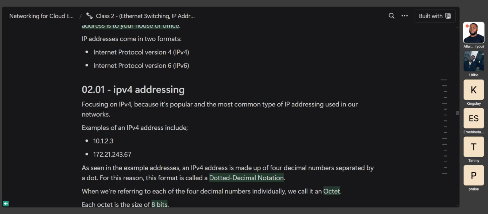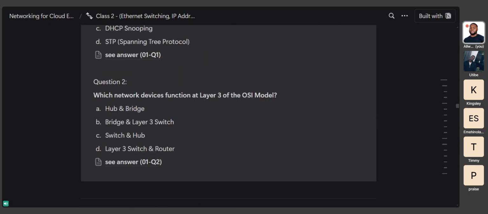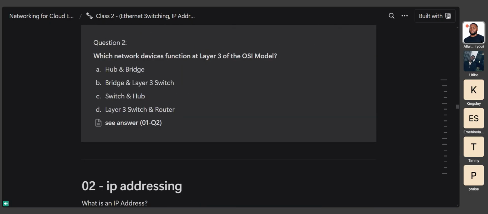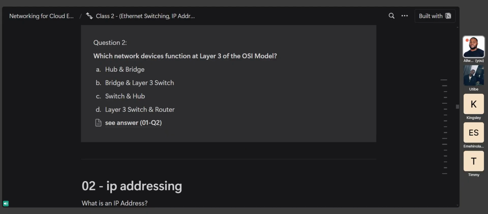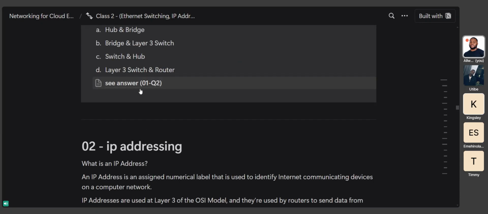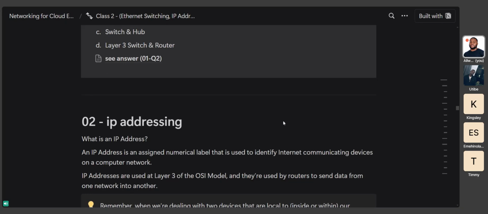Where were we now? We've gone way down now. Okay, right. So question number two, which network devices function at layer 3 of the OSI model? Is it a hub and a bridge, a layer 3 switch, a switch and a hub, or a layer 3 switch and a router? I think the answer is D. Right, fantastic. Thank you very much. The answer is D. And when you click on this answer, you will see the explanations for why that's the case as well.